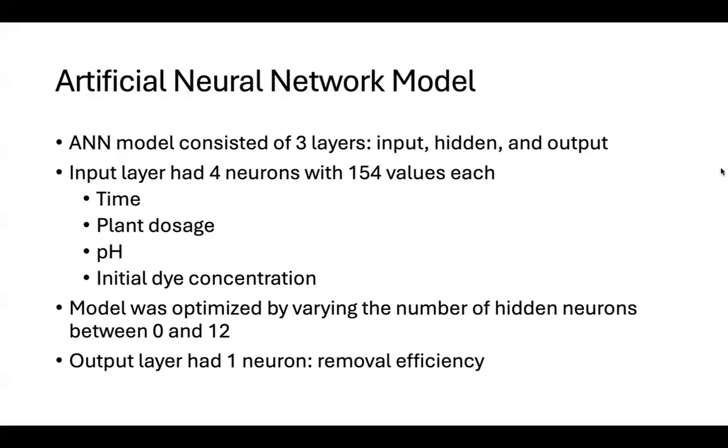The model was optimized by varying the number of hidden neurons between 0 and 12, and the output layer had just 1 neuron, which was the removal efficiency.